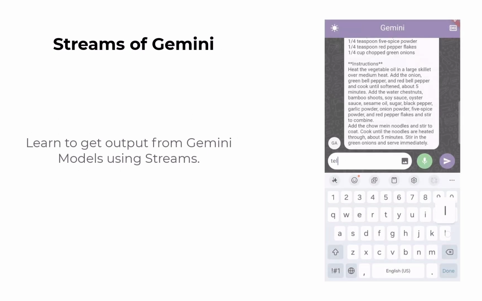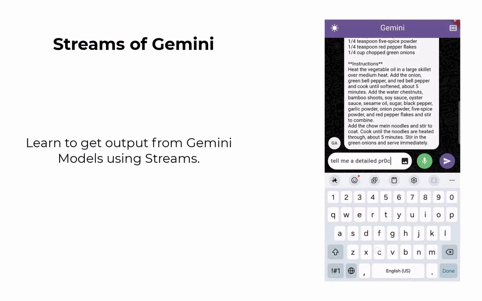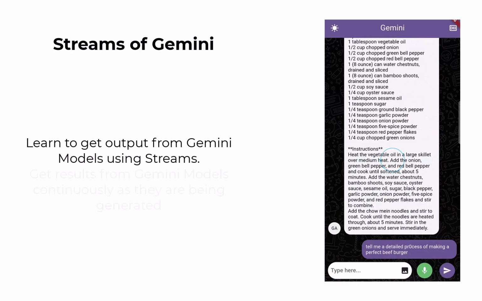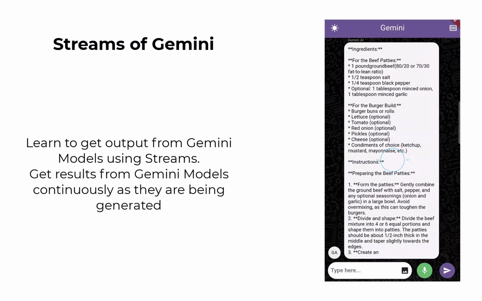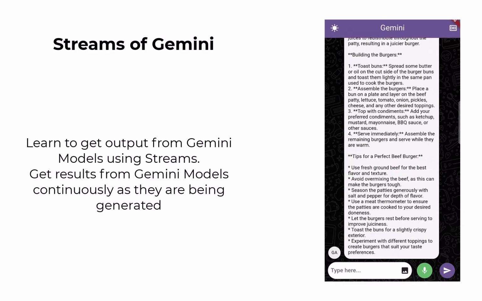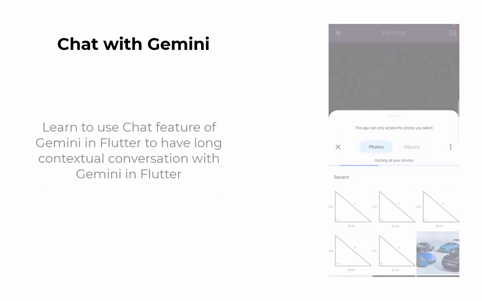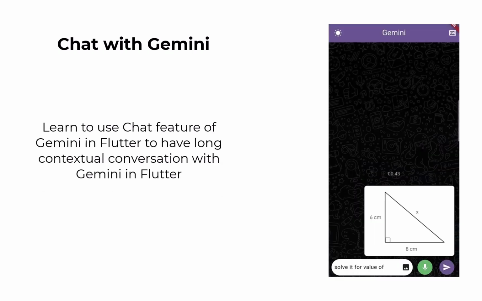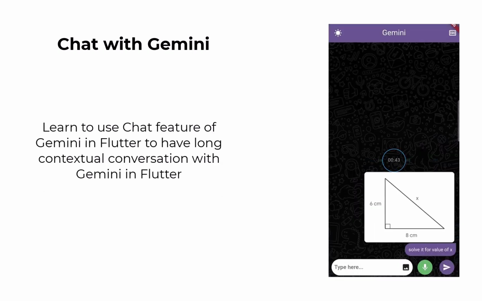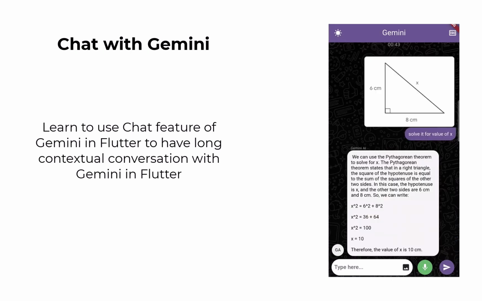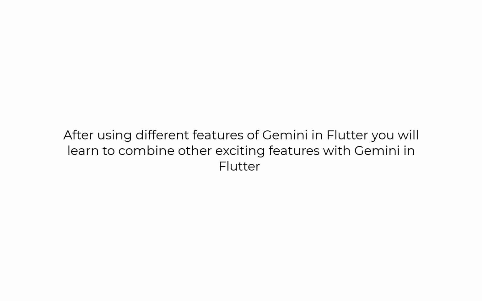And after dealing with text and images, you will learn to get output from Gemini models using streams. So it means that you will be able to get results from Gemini models as they are being generated. After that, you will learn to use the chat feature of Gemini model to have long contextual conversations with Gemini inside Flutter.